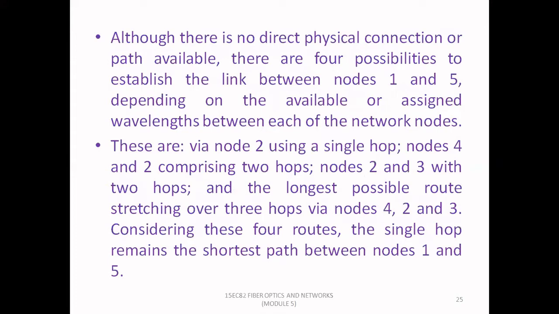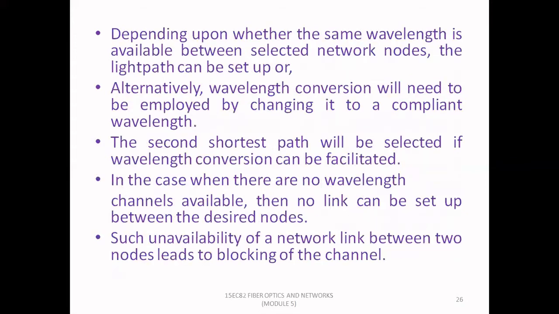Although there is no direct physical connection or path available, there are four possibilities to establish a link between nodes 1 and 5 depending on the available or assigned wavelengths between each of the network nodes. These are via node 2 using a single hop, nodes 4 and 2 comprising two hops, nodes 2 and 3 with two hops, and the longest possible route stretching over three hops via nodes 4, 2 and 3. Considering these four routes, the single hop remains the shortest path between nodes 1 and 5.